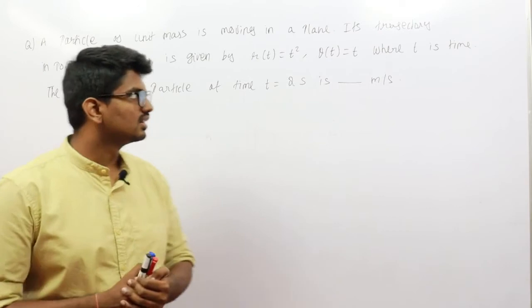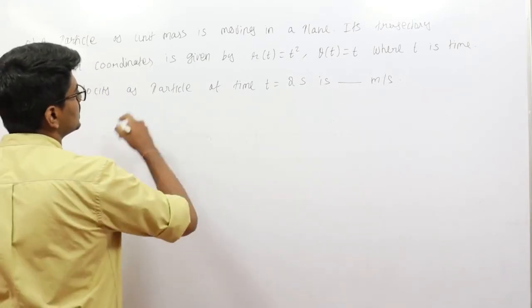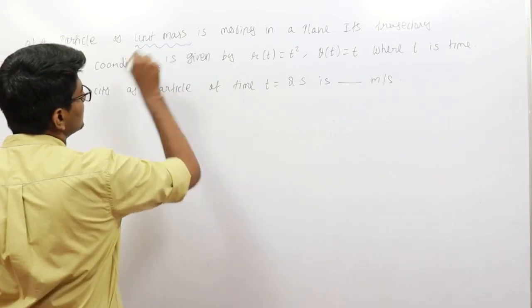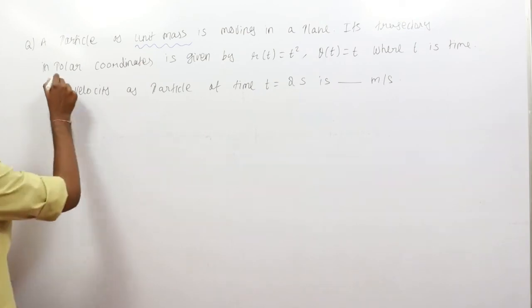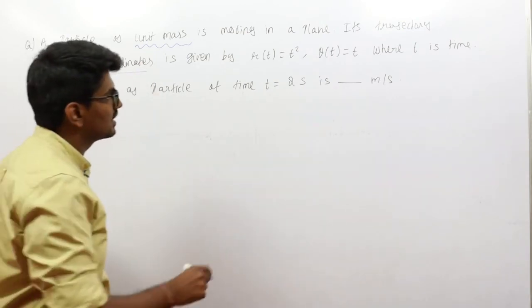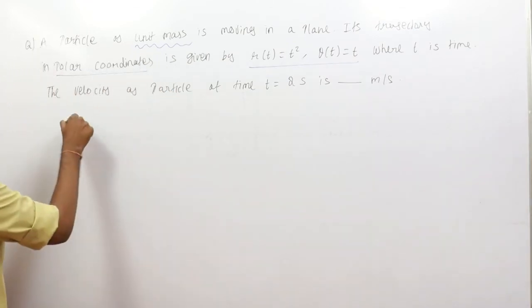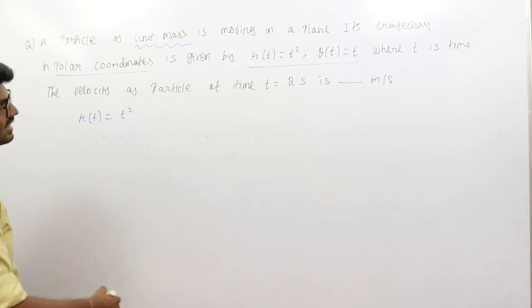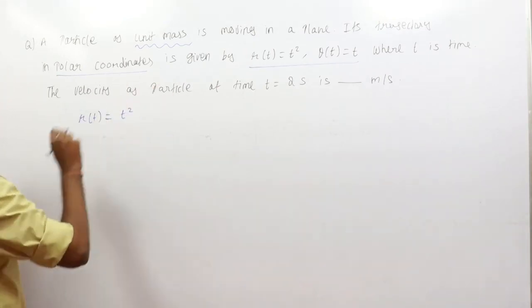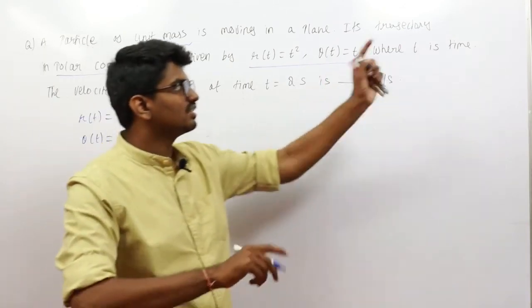Listen. A particle of unit mass, that is 1 kg, is moving in a plane. It is a planar motion. Its trajectory in polar coordinates is given by r of t and theta of t. They have given r in terms of t, where t is time, as t square, and theta of t is going to be t.